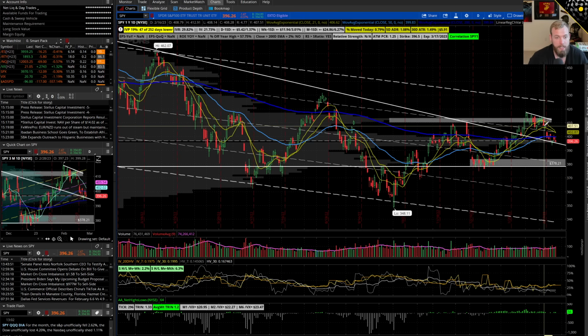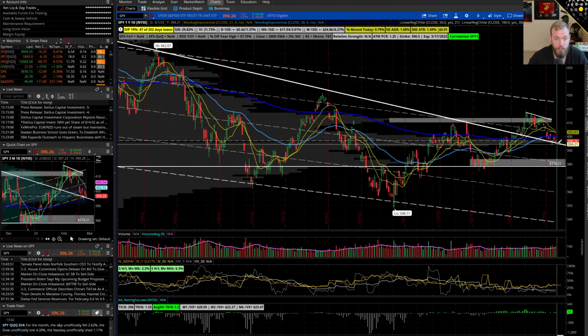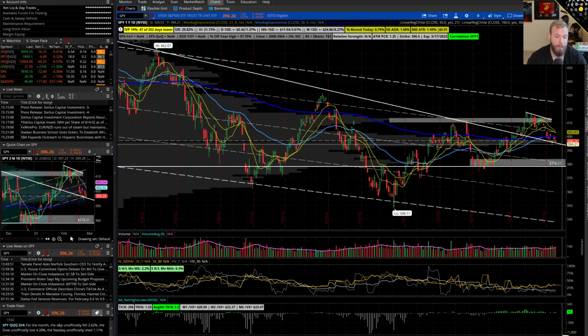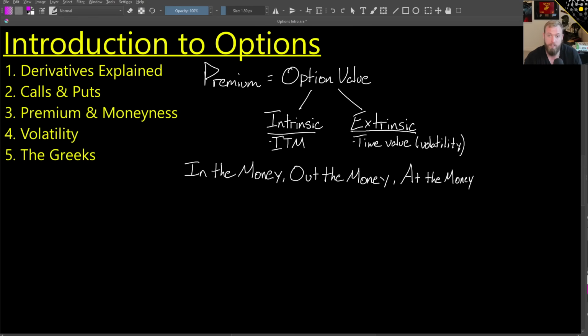Well, the answer is it means I get to sell my shares of SPY at 410, regardless of where SPY is trading. So that becomes more valuable as SPY goes down, because even though SPY is trading at 396.26, I still have bought the right to sell my shares at 410. So even though SPY is trading at 396 right now, I have the right to sell mine at 410. That's why they have value.